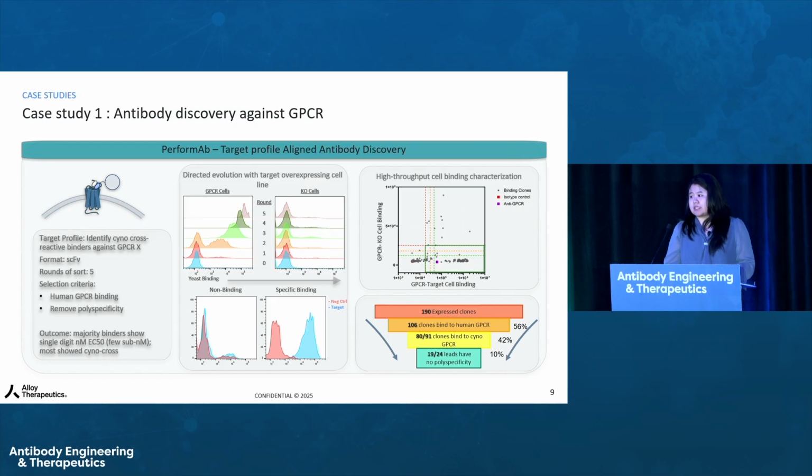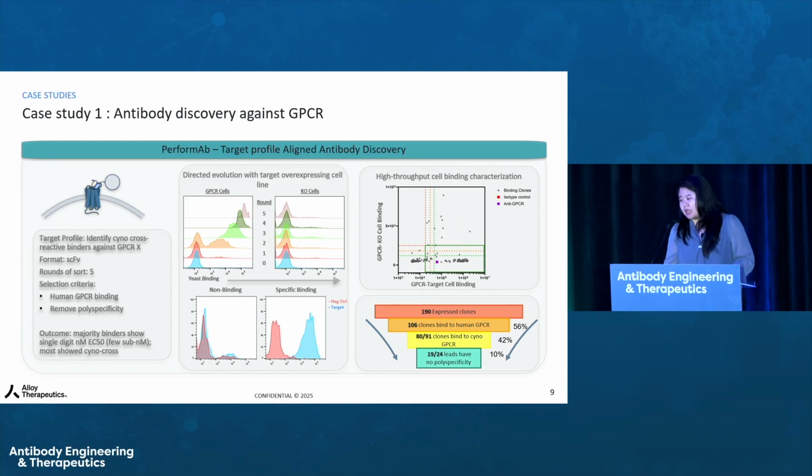We also did single clone characterizations, shown at the bottom, with the blue curve showing your target GPCR binding and the red curve showing your negative control. For the case shown on the right, you will see that our target binder binds specifically to the GPCR on the cell surface and not to our negative control.